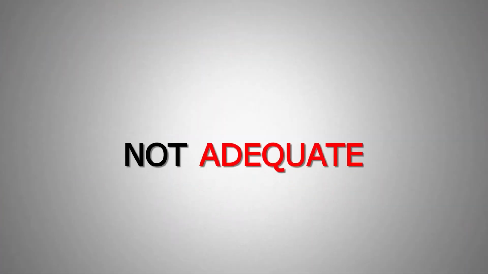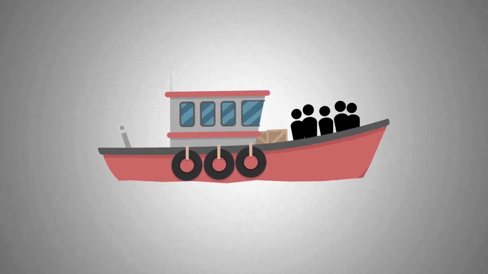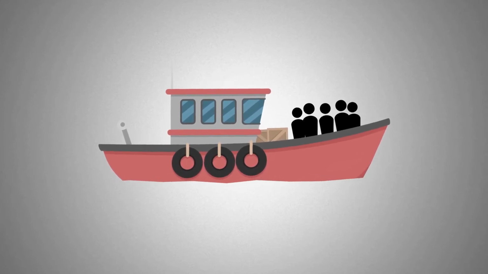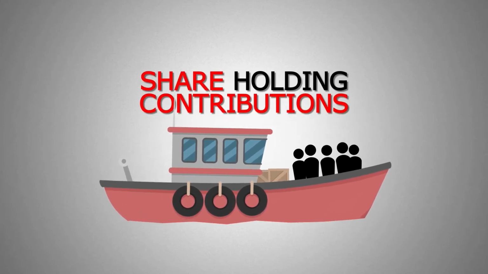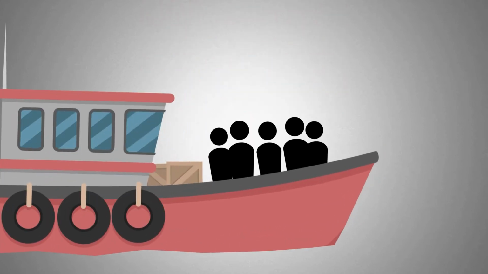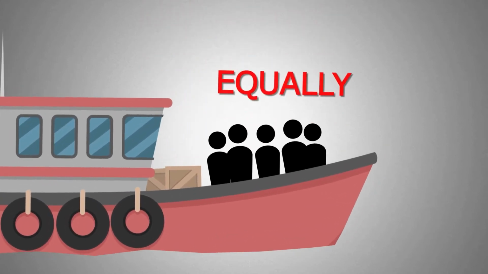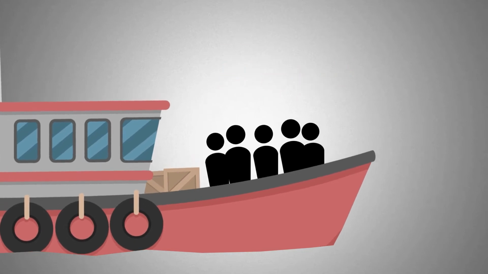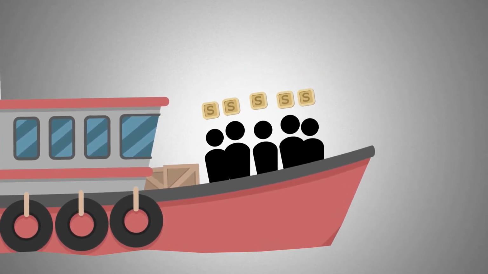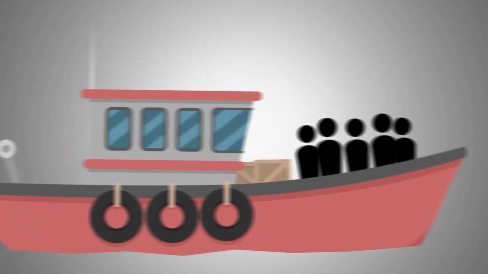Since the funds from the entrance fee alone were not adequate to purchase the boat, the members needed to raise further funds using shareholding contributions. In our example, all the members contributed equally to the outstanding funds and were therefore allocated an equal number of shares, but more on this later.